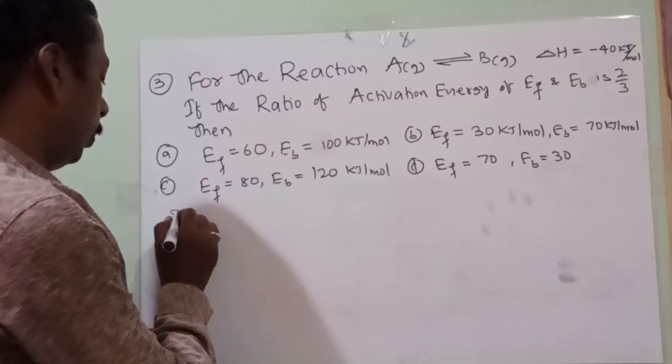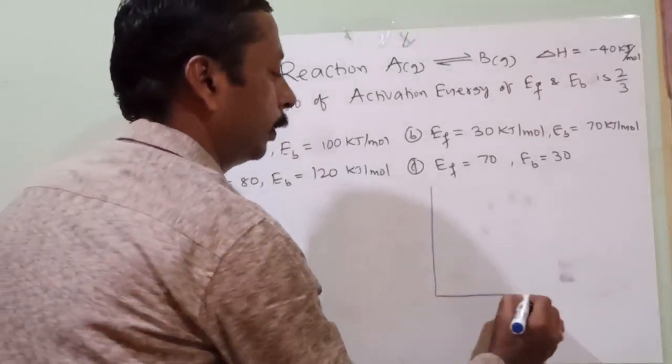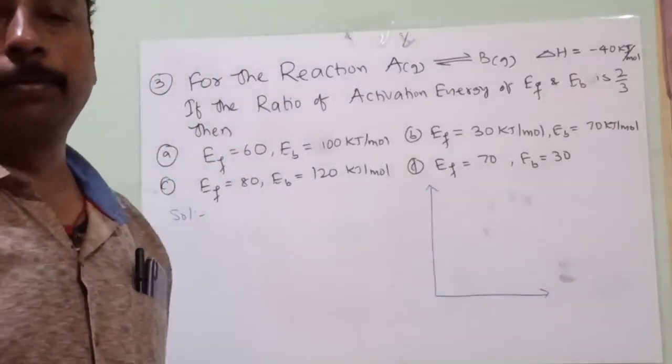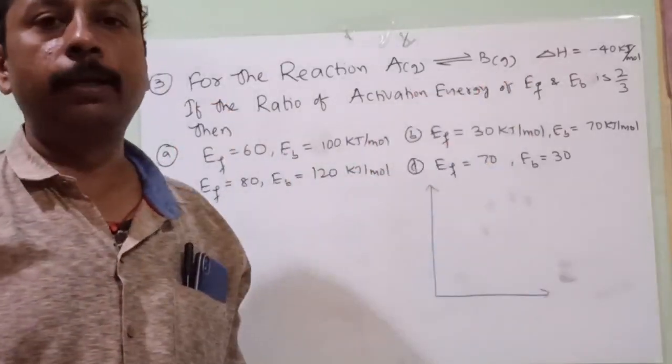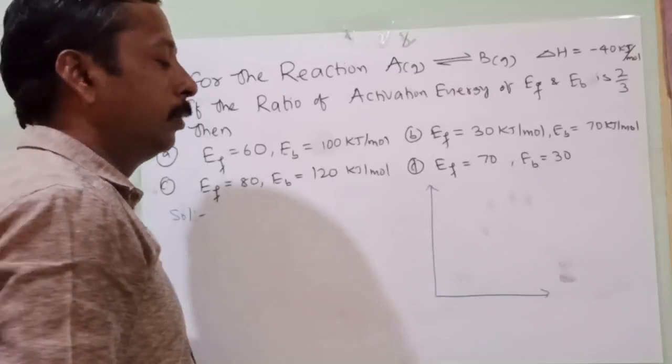So try to solve it, but I am going to give you a hint. First, for this type of question, I suggest all of you go through the graph method. Okay, so is it exothermic or endothermic? Delta H is negative, so exothermic.